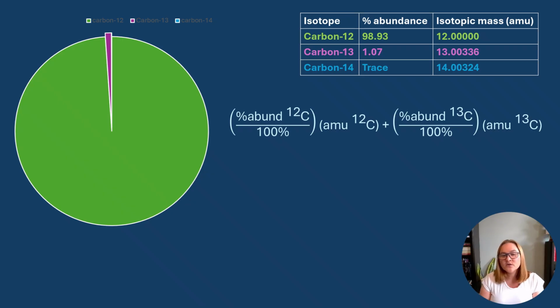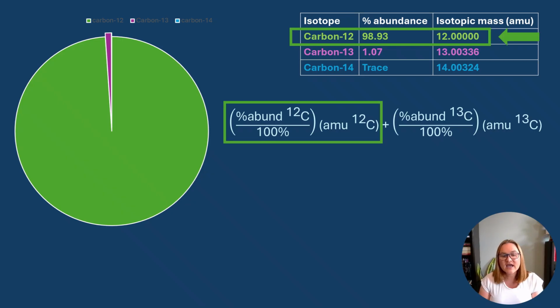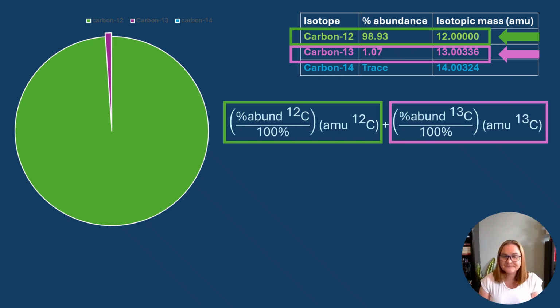As a reminder, we will need to figure out how much of the pie is carbon-12 and how much of the pie is carbon-13. Since the abundance of carbon-14 is listed as trace, it doesn't get a piece of our calculation pie. One of the biggest places students trip up on these calculations is pairing the wrong values. So again, always double check your table before you begin your substitutions.